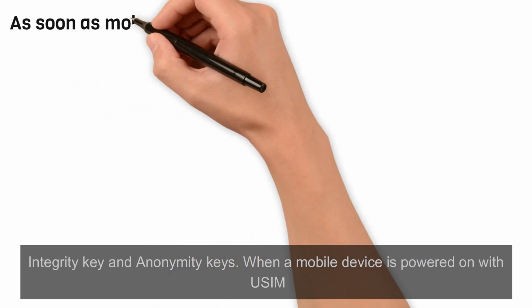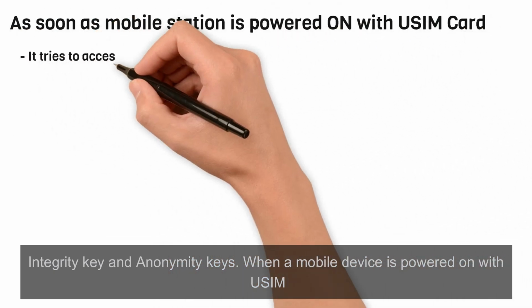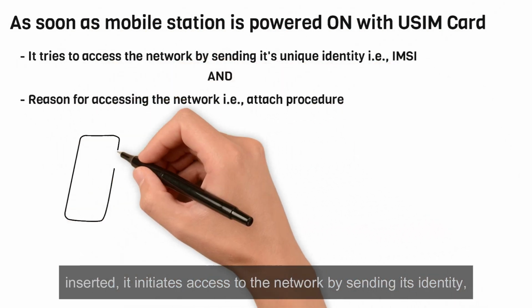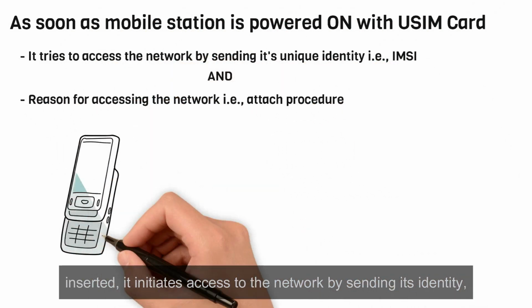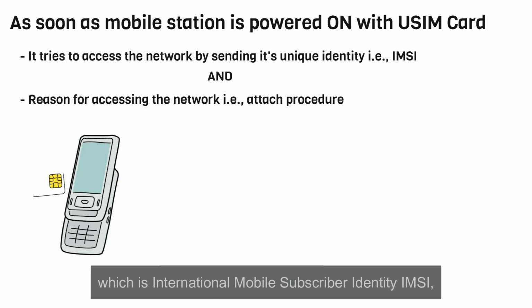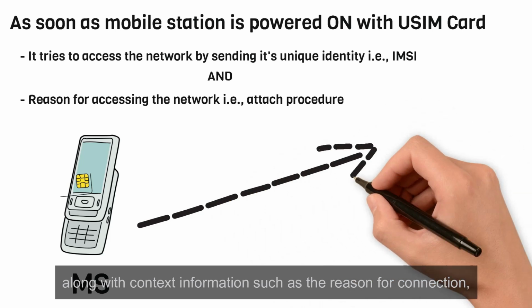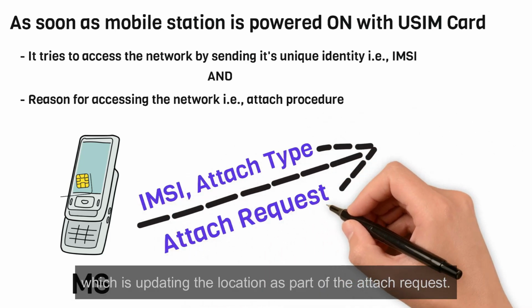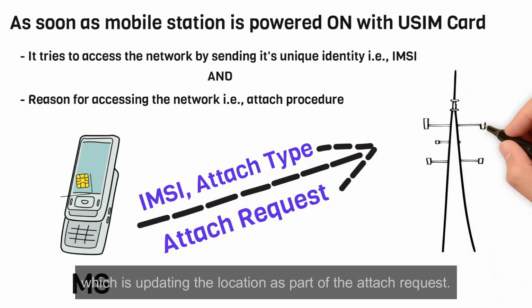When a mobile device is powered on with a USIM inserted, it initiates access to the network by sending its identity, which is the International Mobile Subscriber Identity, IMSI, along with context information such as the reason for connection, which is updating the location, as part of the attach request.